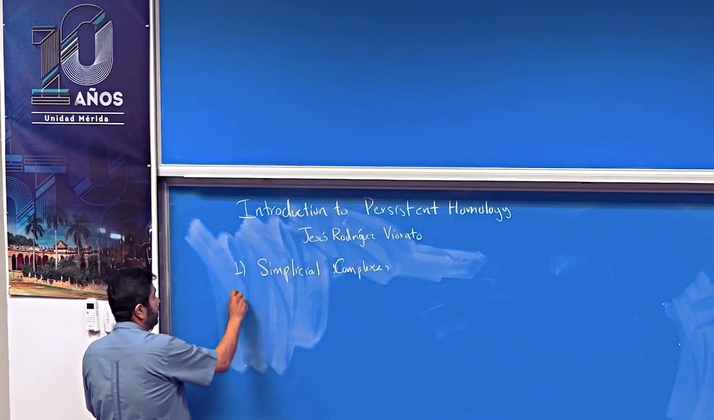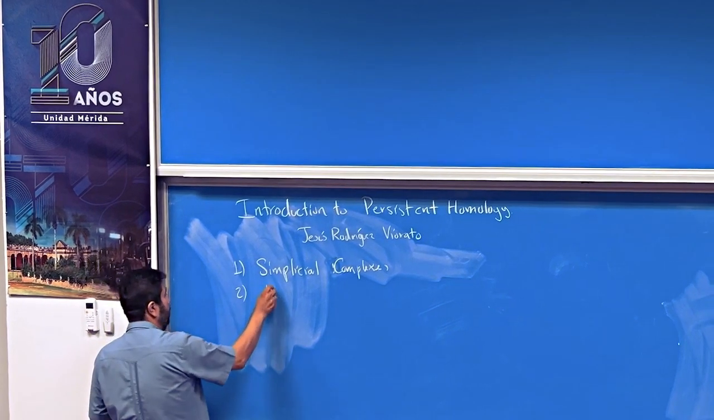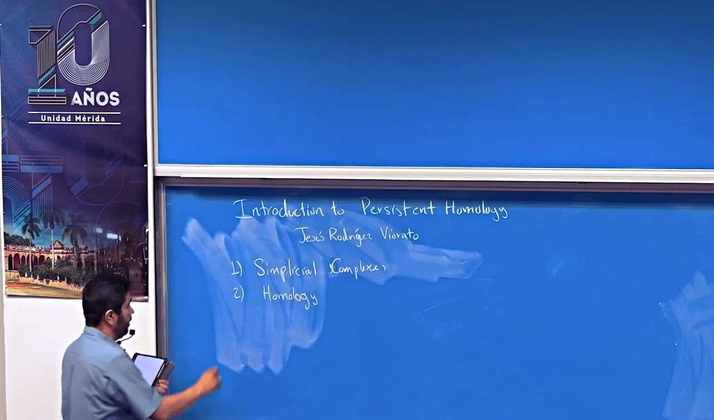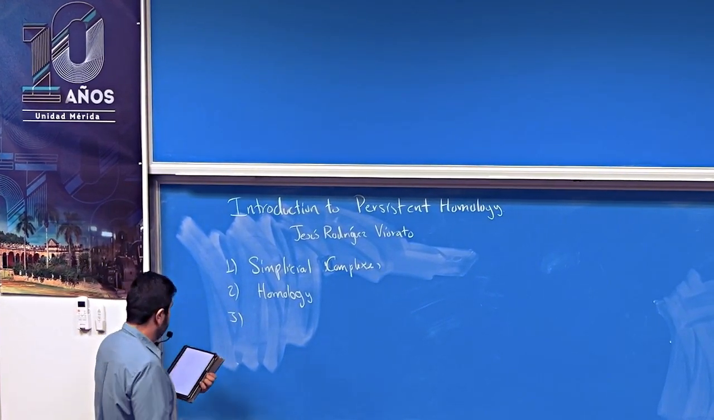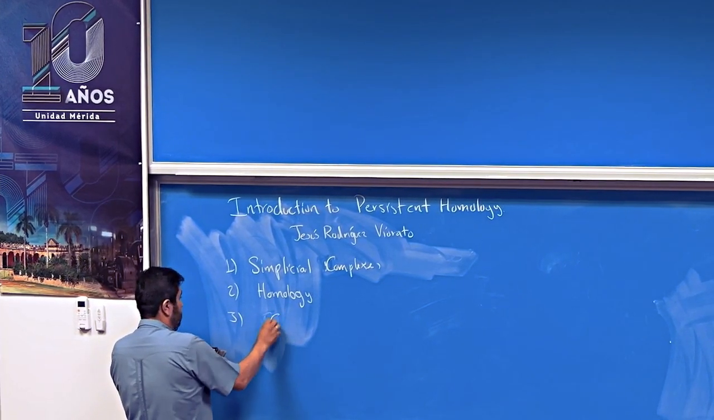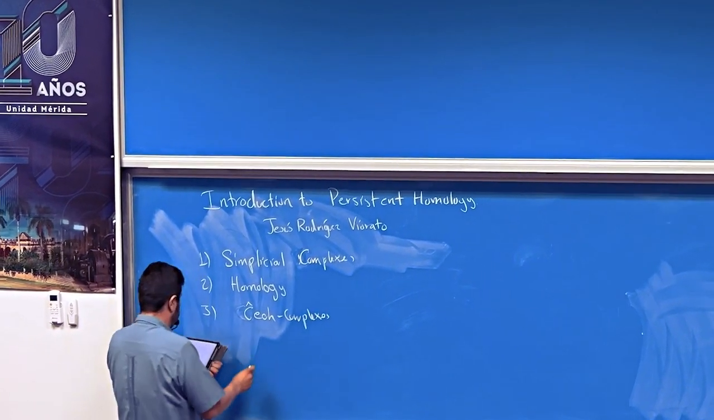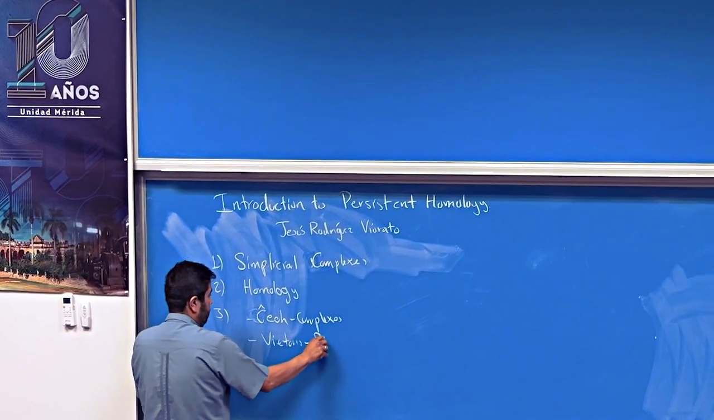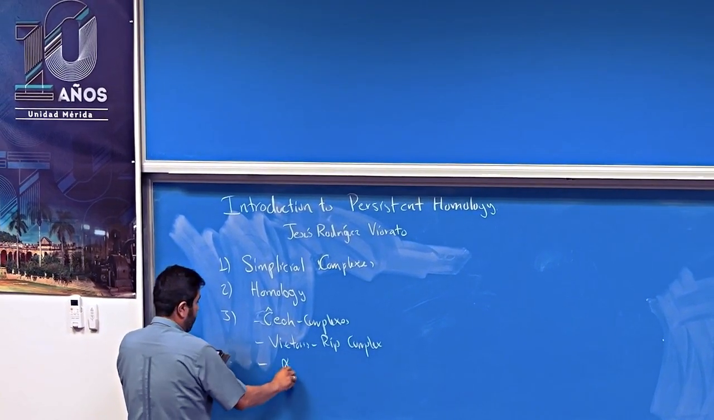Then the next thing that we're going to talk about, which is required to understand persistent homology, is homology. You need to understand what that is, and then after covering these two, I'm going to talk about Čech complexes, some very important specific complexes, the Vietoris-Rips complex, and the alpha complex.